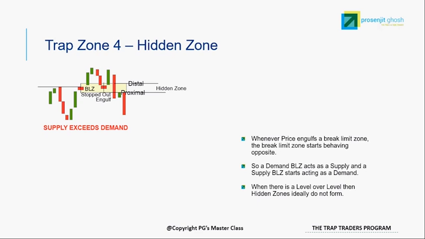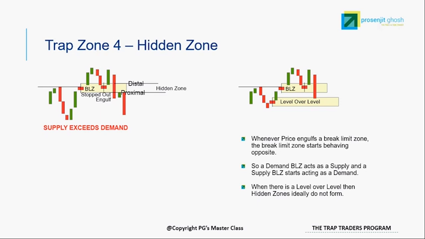So there is one more piece of information. What does this mean? Say price is moving up, and price created a break limit zone, a break limit demand zone. Though the break limit demand zone got created, there is a level over level. And what happens? Price comes down and touches the level below.